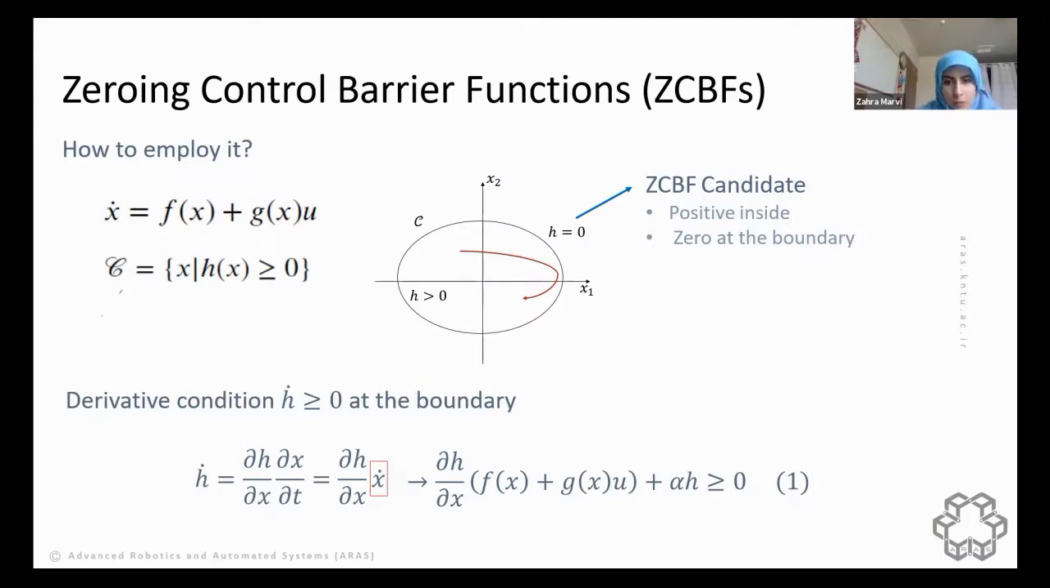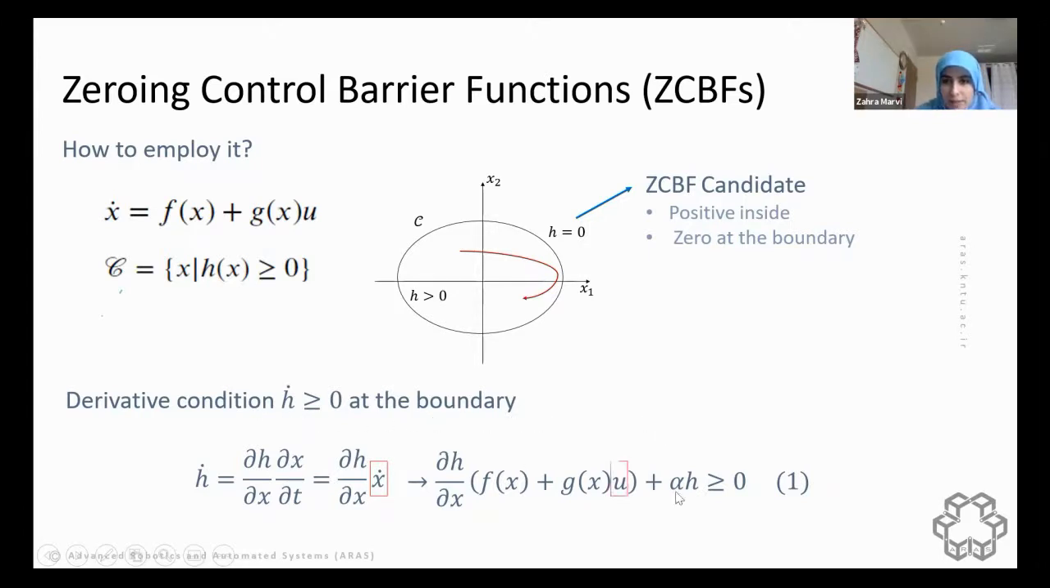We didn't need h dot to be always increasing. It might increase sometimes and decrease sometimes, but just at the boundary it should be increasing. So here, if h gets close to 0, then this derivative becomes positive. And therefore, this h dot positive at the boundary will be satisfied.